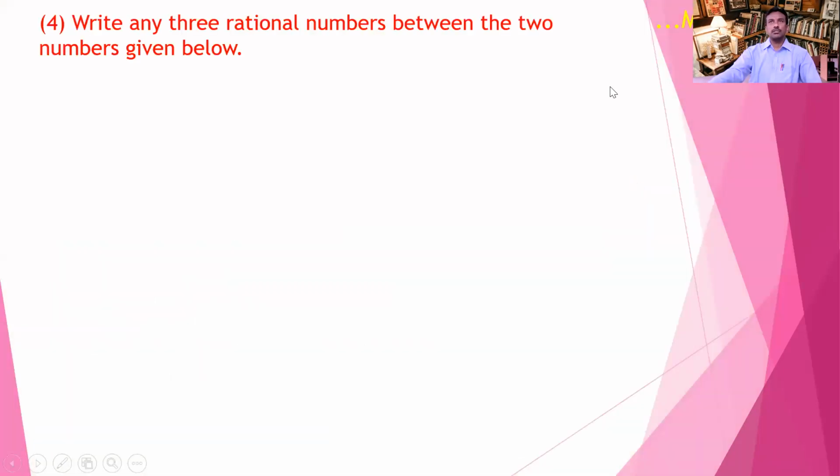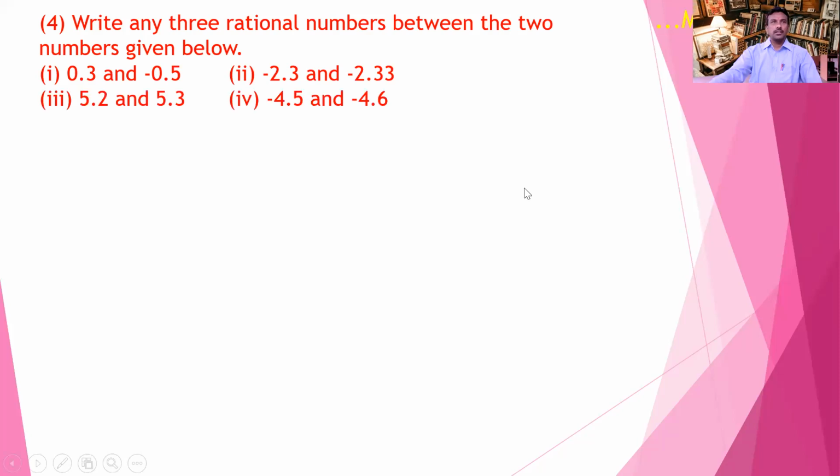That is question number 4. Write any 3 rational numbers in between the 2 numbers given below. 2 numbers are given. We have to write down any 3 rational numbers in between them. First is 0.3 and minus 0.5. Second, minus 2.3 and minus 2.33. Third, 5.2 and 5.3. Fourth, minus 4.5 and minus 4.6.